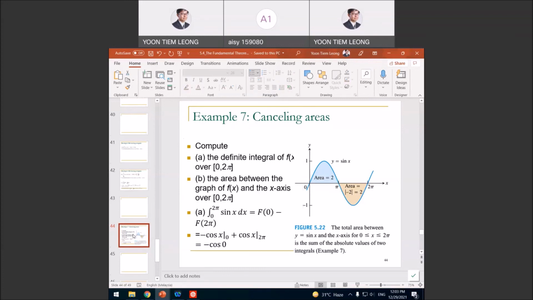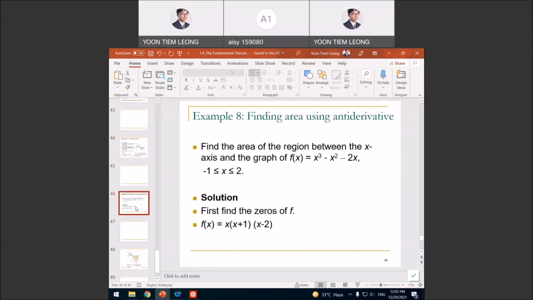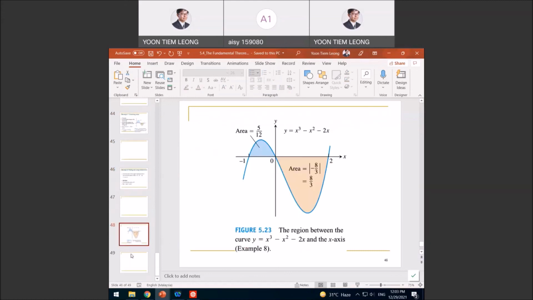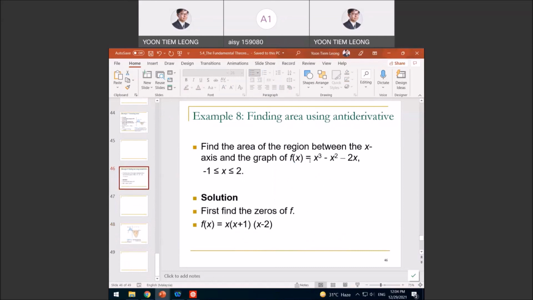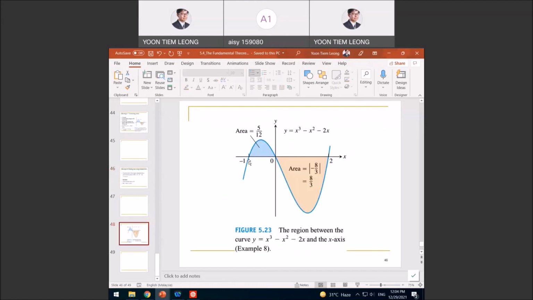This is another example, which is slightly more complicated. It says you have a function that looks like this, and you're asked to find the area. So the area that you are going to find is this. You are going to find this area and this area. Now, in order to find the area, you have to know where the function is positive and where the function is negative. So first of all, you have to find the zeros. That is, you have to find the points where the function cuts the x-axis.